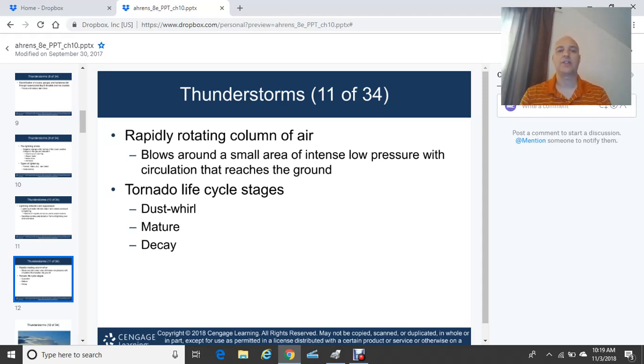There are different stages of a tornado life cycle. The first stage is the dust swirl stage, the second is the mature stage, and the third is the decaying stage. Sometimes they also refer to that third stage, the decaying stage, as the dissipating stage of a tornado. And typically you have different appearances. For example, in the decaying stage, you would have a more rope-like structure.